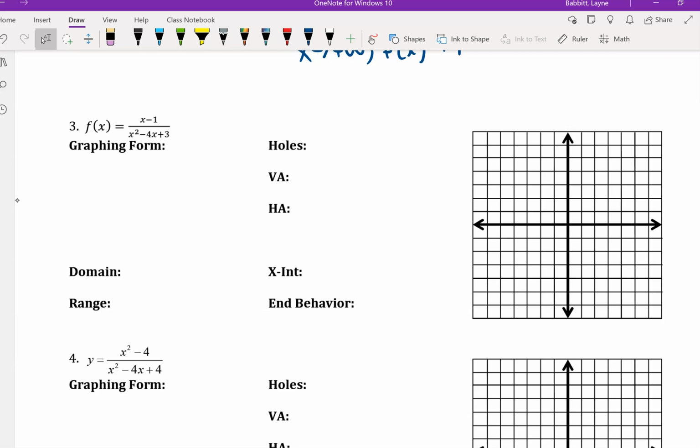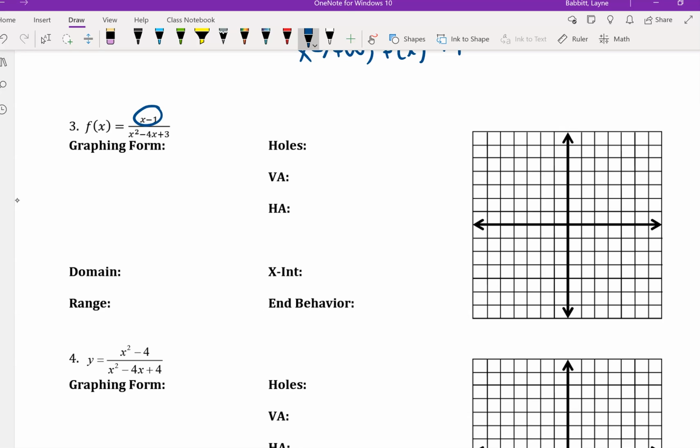So the first thing says graphing form. Something like this is going to be very difficult to get into graphing form. Actually, it doesn't really have a graphing form the way we do graphing form, so we're not going to do that part. We're just going to skip ahead and focus on holes. So to find holes, we factor out the top, factor out the bottom, and see if anything cancels.